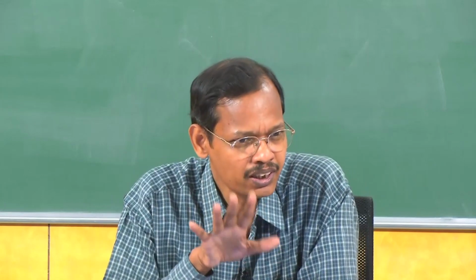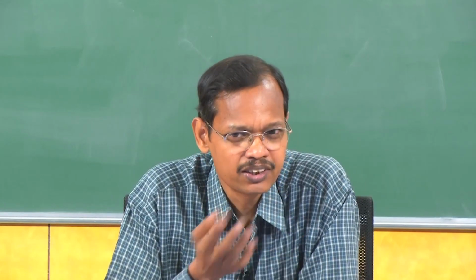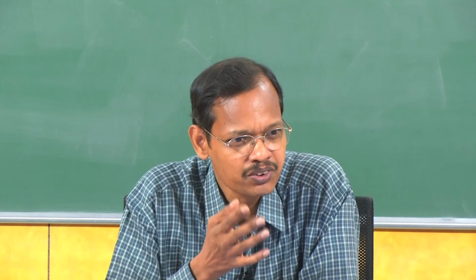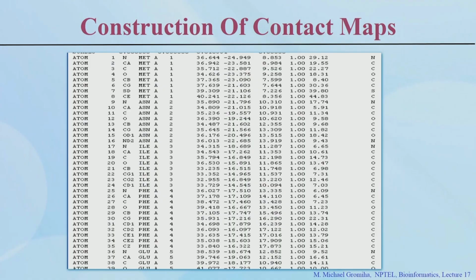So, depending upon the atoms you use, either C alpha or C beta or all atoms, you can define a threshold. Now here these are the coordinates. This is the residue name. What are the coordinates? Here, the XYZ coordinates. What is the next one? Occupancy. This one? B factor, okay. So, you have the XYZ coordinates.